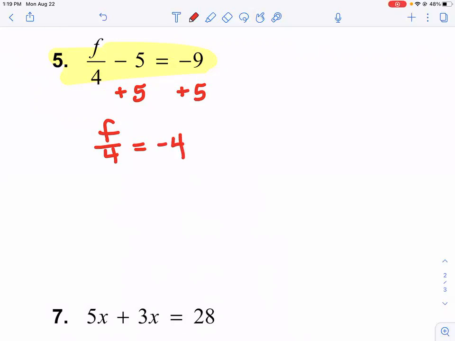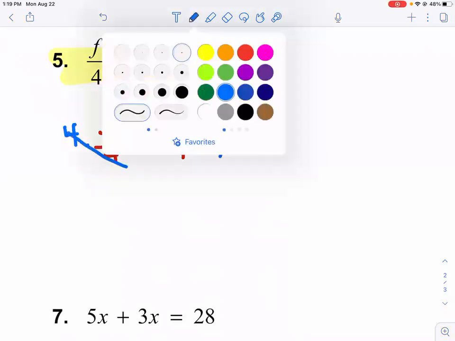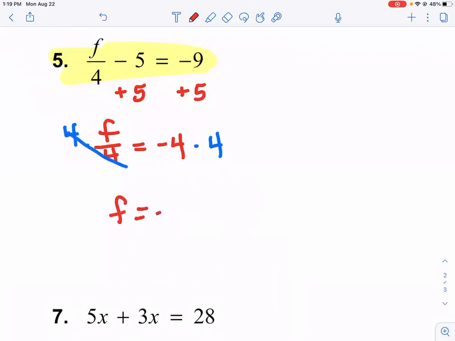-4. Okay. So now, Maddie, what's our last step? How do we get F by itself? We need to multiply 4 to both sides so that F equals -16. -4 times 4 is -16. Are you okay with that?